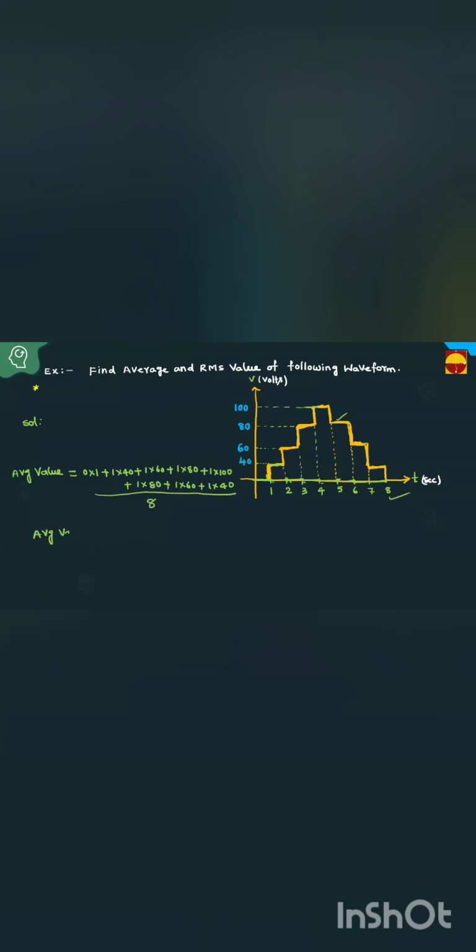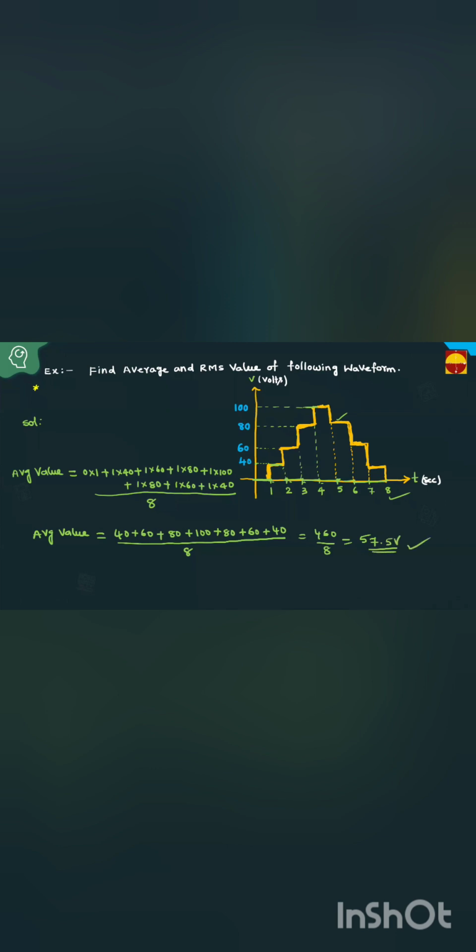Then what is the average value? If you simplify this, you can get average value approximately: this is 40, this is 60, this is 80, this is 100, 80, 60 plus 40, divided by 8. Correct? 40, 60, 80, 100, 80, 60, 40. 100, 180, 280, 360, 420, 460. 460 by 8, 57.5 volts. This is average.